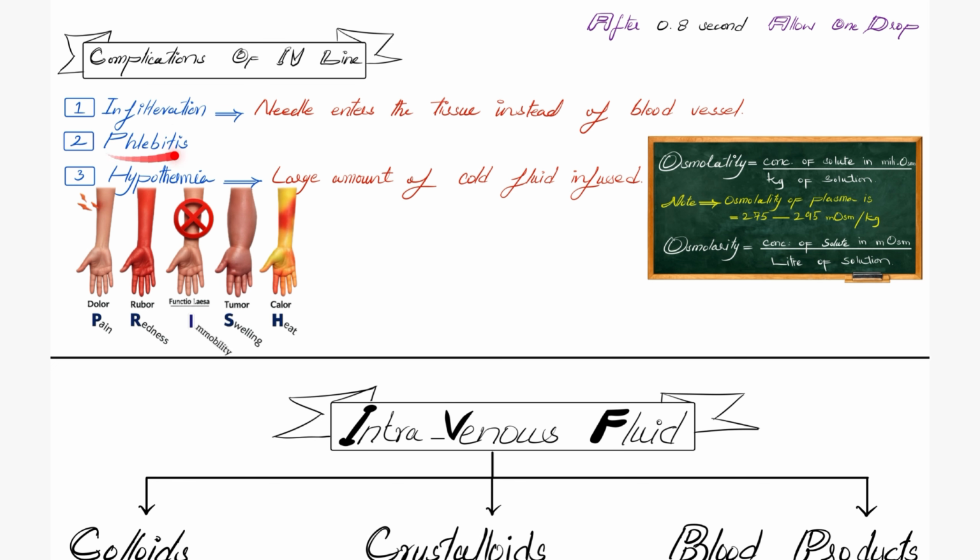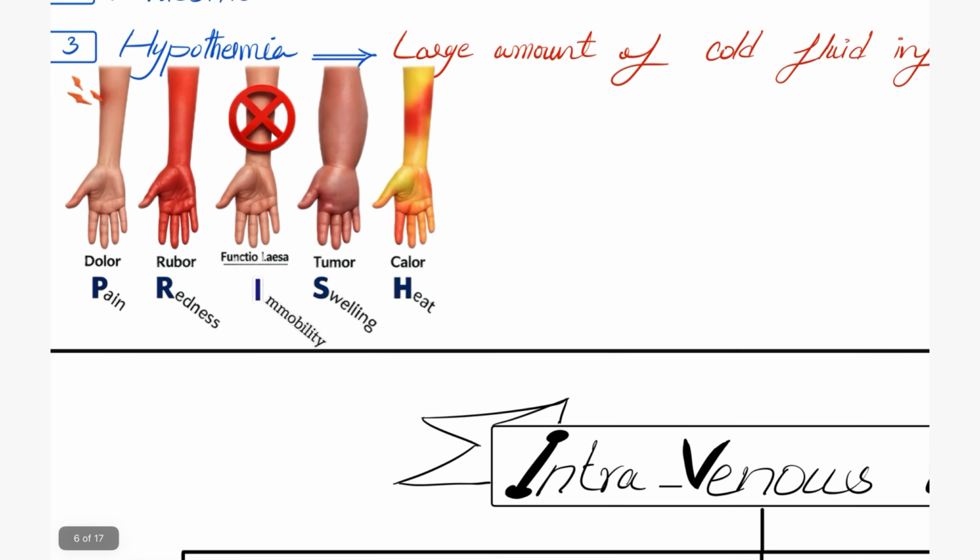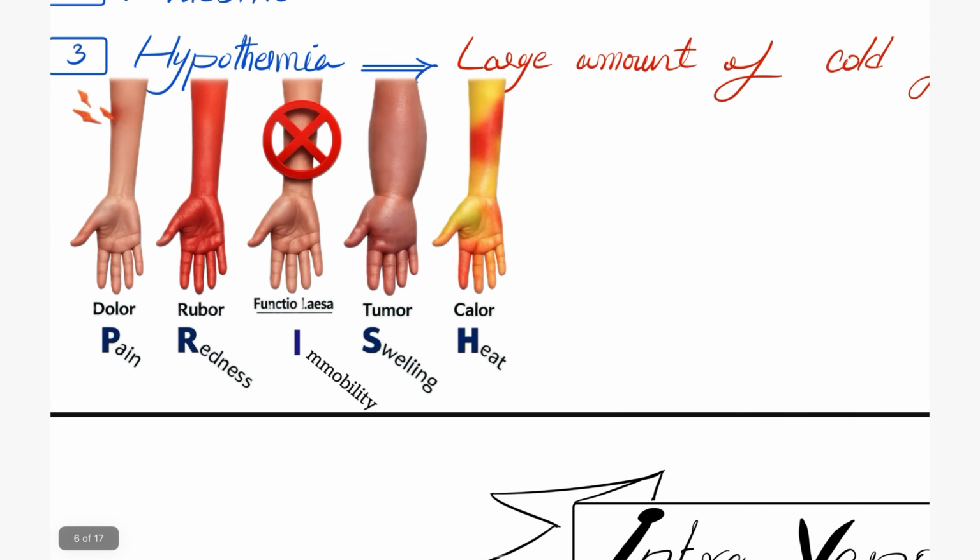Second is phlebitis, that is inflammation of the vein, and you will see all five cardinal signs of inflammation, such as pain, which is called dolor, redness, which is called rubor, and functio laesa, which is loss of function. For example, if a joint has inflammation, then you cannot use that joint. That joint is going to be stiff and painful when you use it. So that is called loss of function. There will be swelling, that's called tumor, and that area will have warmth, that is called calor.